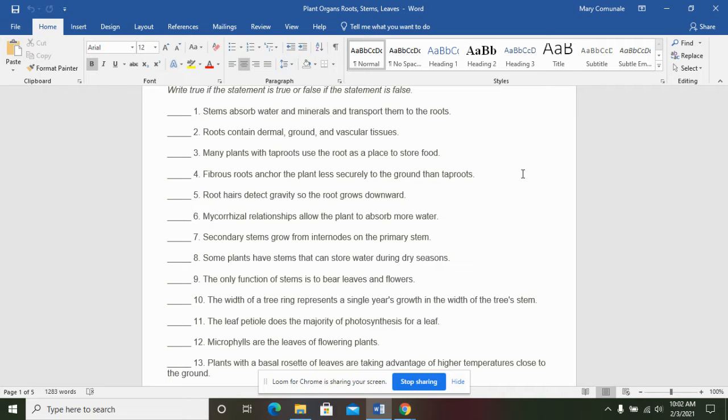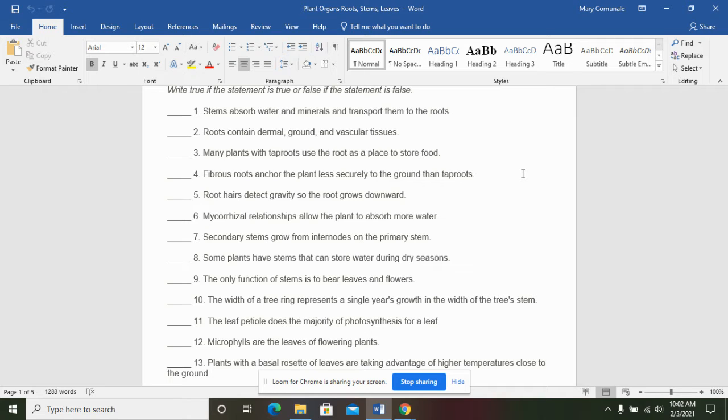Number 4, fibrous roots anchor the plant less securely to the ground than taproots. That one is true, and it's really noticeable in pine trees during big windstorms. Those things will just be uprooted right away, and they'll lay on their sides until someone comes back and puts them back in the ground.